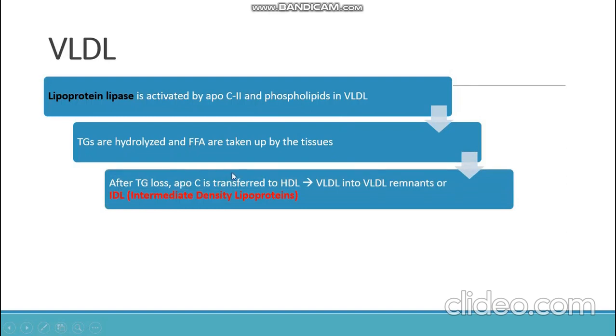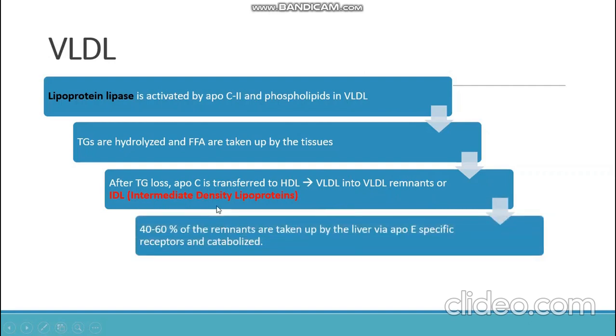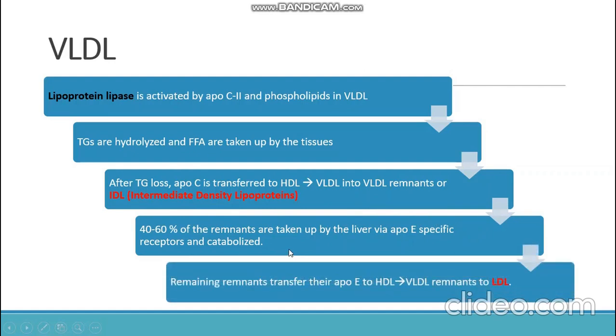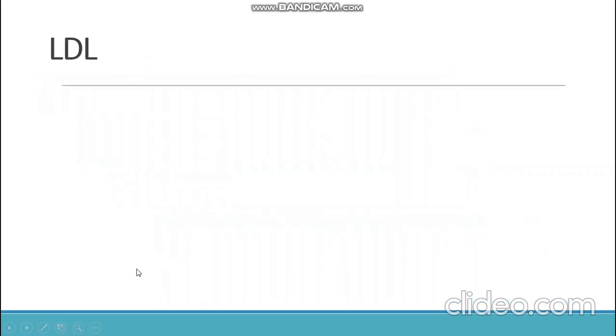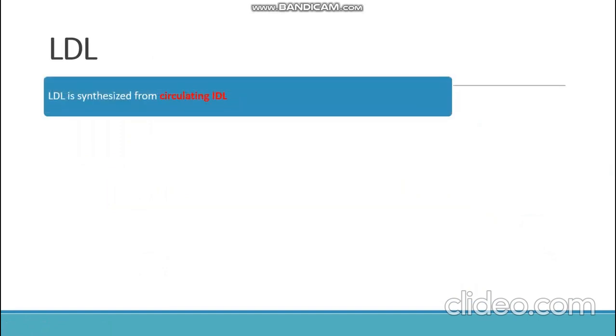जब हमारे triglycerides लूज हो जाते हैं तो apoprotein C from VLDLs is transferred to HDLs. अब जो हमारे VLDL है वो बन जाता है VLDL remnants, or we also call them IDLs or intermediate density lipoproteins. About 40 to 60% of these IDLs are taken up by the liver via apoprotein E specific receptors, और यहाँ इनकी breakdown होती है, and the remaining amount of remnants transfer the apoprotein E to HDL, and the VLDL remnants are converted to LDLs. तो अगेन वो स्टोरी वाला सिनेरियो दोबारा आ जाए तो हमारा VLDL कैरेक्टर indirectly forms LDL by first making IDL and then LDL.